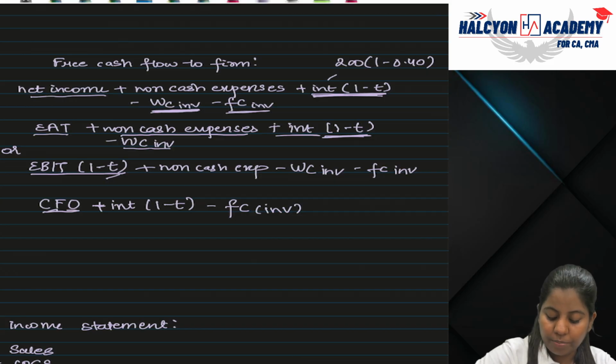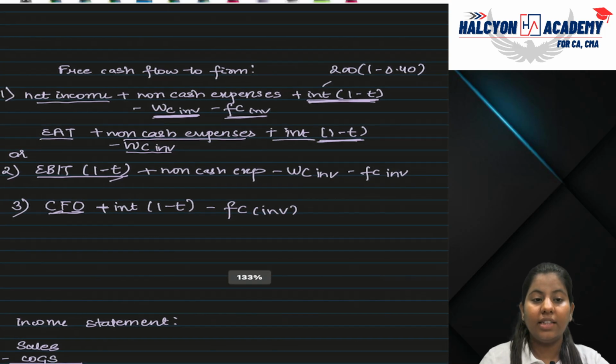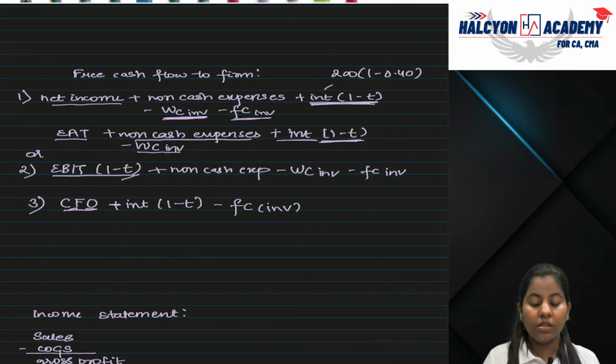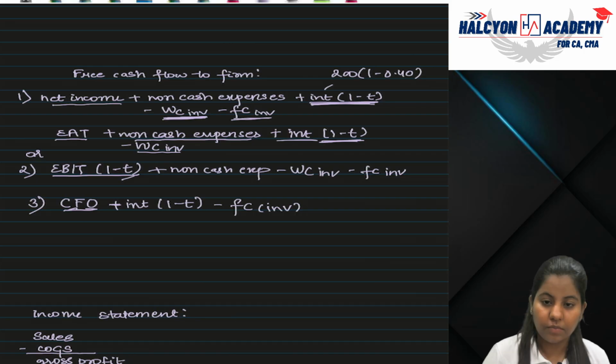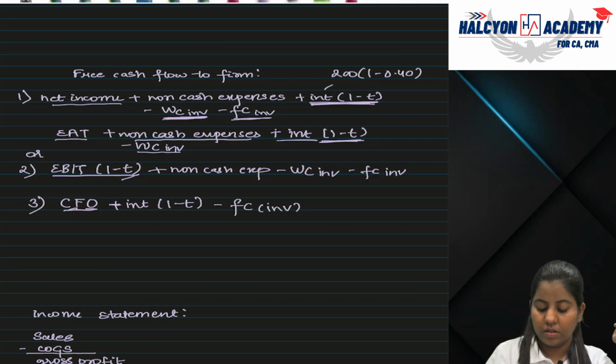This is approach number 1. This is approach number 2. This is approach number 3. We can write the same formula in 3 different ways. The meaning would be same. Is it clear to you all?